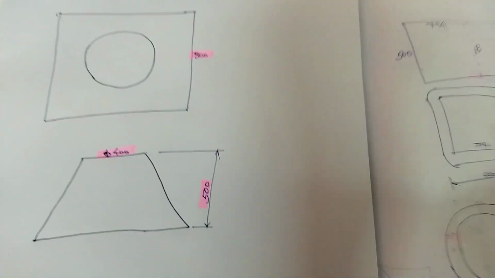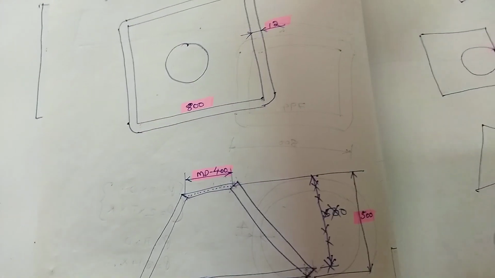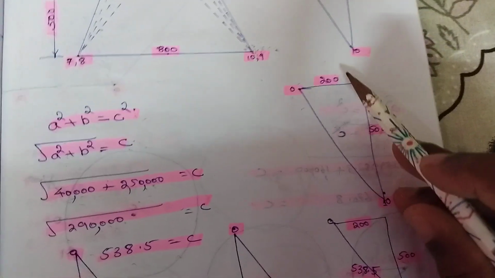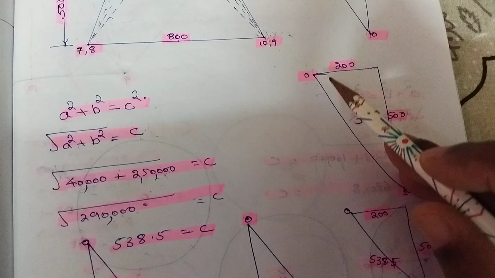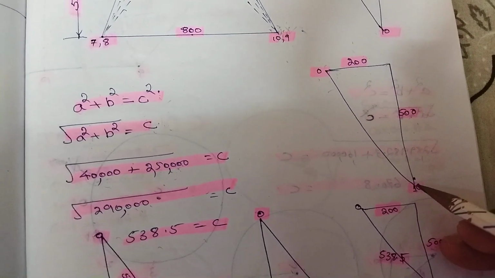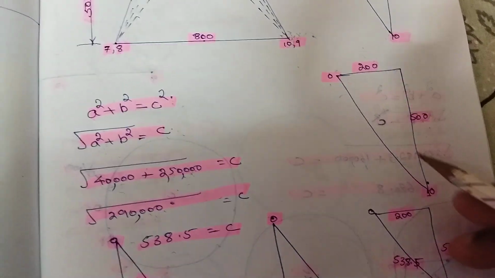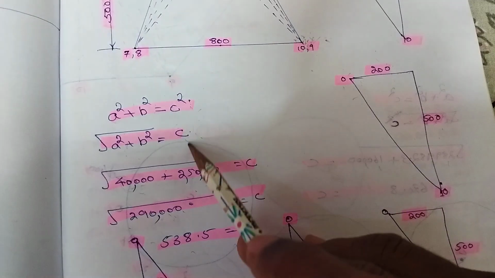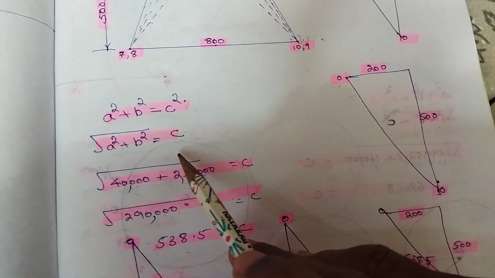Vertical height is 500. So, in that triangle, we have to write here 500 and 200. With these two measurements, we can find out the measurement of 0 to 10 using the formula c is equal to root of a square plus b square.